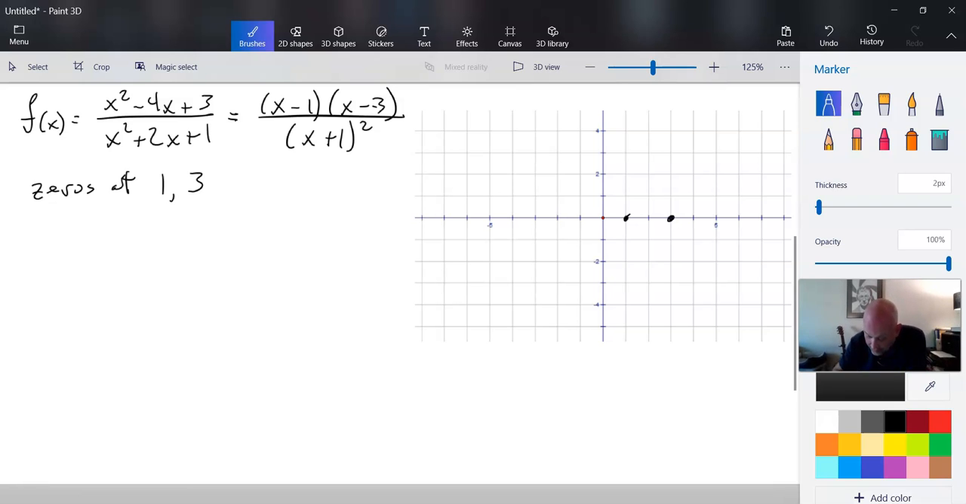Now, asymptotes. Okay, so asymptotes, the vertical ones, I'll just say vertical asymptotes, are going to be where the denominator is equal to 0. And we have the same factor twice, and that factor is going to be 0 when x is equal to -1. You notice I haven't done any computation yet.